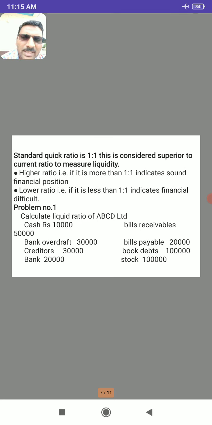First of all, we will see which quick assets and quick liabilities are given in the problem. Cash is a quick asset, bills receivable is also a quick asset, and bank overdraft is not considered a quick liability. Bills payable of 20,000 is a quick liability, and creditors of 30,000 is a quick liability. Stock is a current asset, but it is not considered a quick asset because it cannot be converted into cash within a short period.